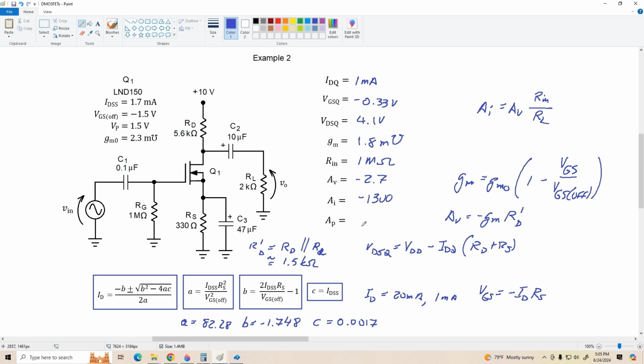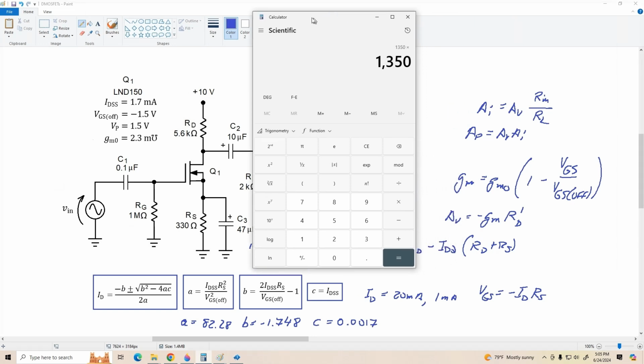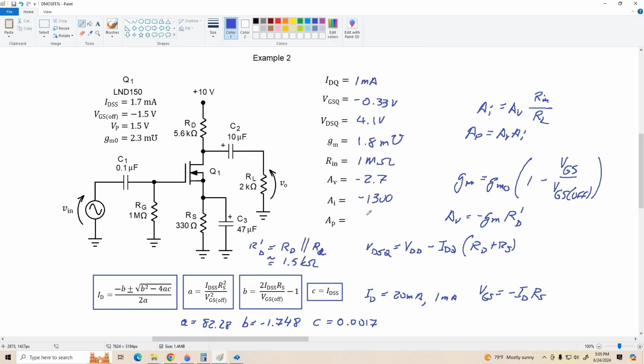And lastly, our power gain, A sub P, is AV times AI. So it's going to be 1300 or 1350 times, what was our voltage gain? 2.7, about 3600, let's call it. Okay, so our power gain is 3600. Again, pretty decent current gain and power gain. The voltage gain, not too high, but this is not a high transconductance MOSFET. So this is about what we'll get from this thing. All right, so now let's go take a look at our experimental results.